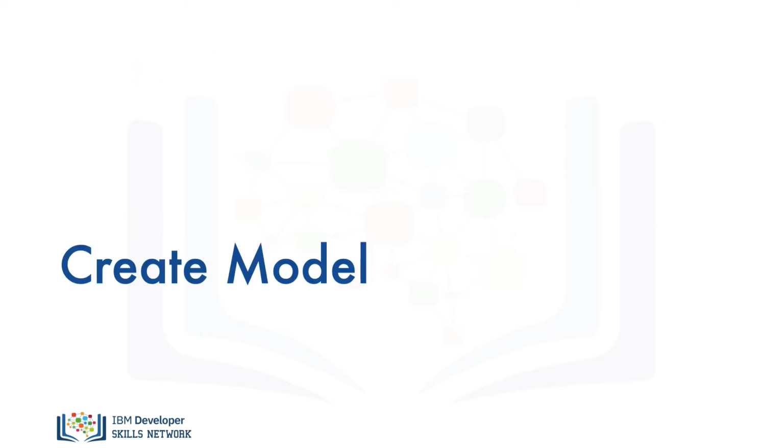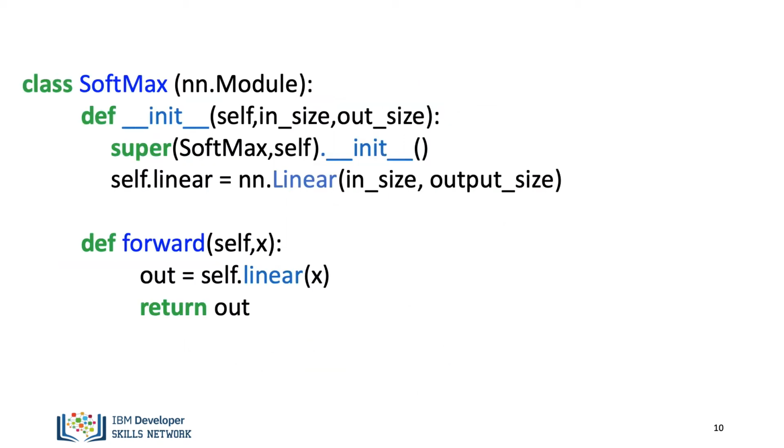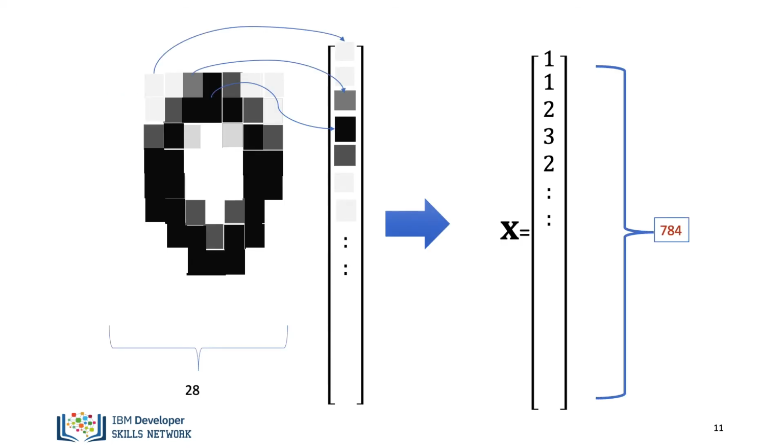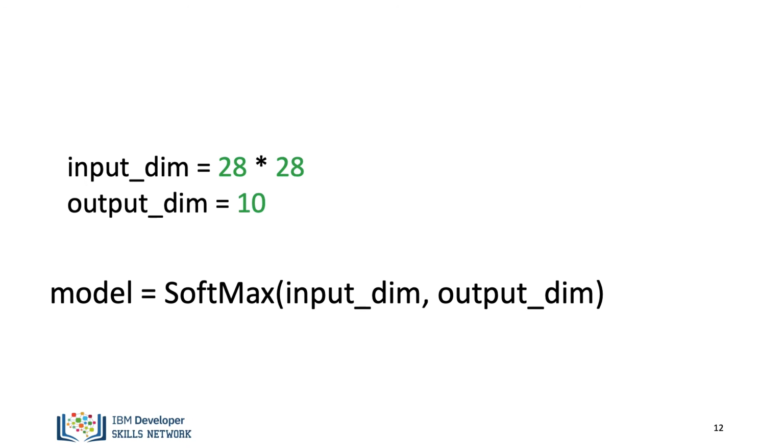Now let's talk about creating a model for performing classification. We'll use our softmax classifier that we created previously. We'll flatten our 28 by 28 images into a 1D vector. Our images are 28 by 28 dimensions. Our input dimension will be 28 times 28 to the softmax classifier. Also, since we have 10 output classes, our output dimension will be 10.